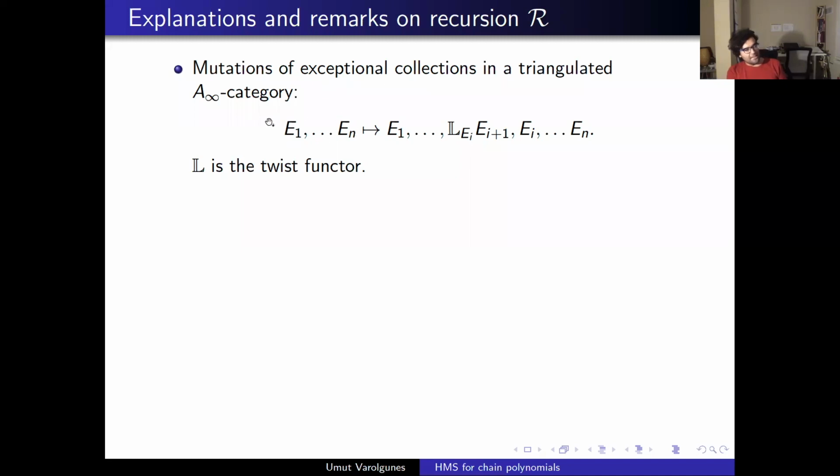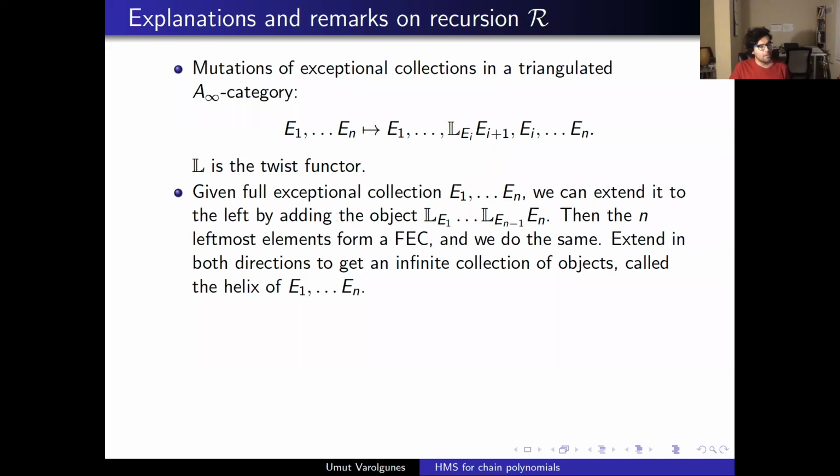If you have any such collection of objects, then you can act on them by some operation that's called mutation. It just takes two adjacent ones and, for example, moves the one on the left to the right and does something to the one on the right. It applies what's called the twist of one along the other. It's an algebraic procedure. So this way you can act on your exceptional collections.